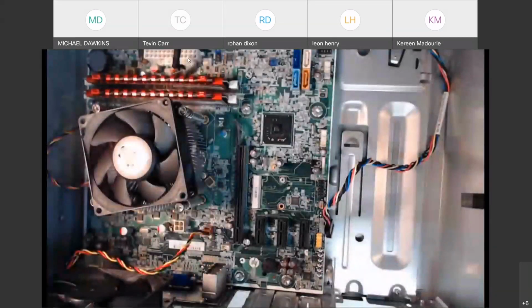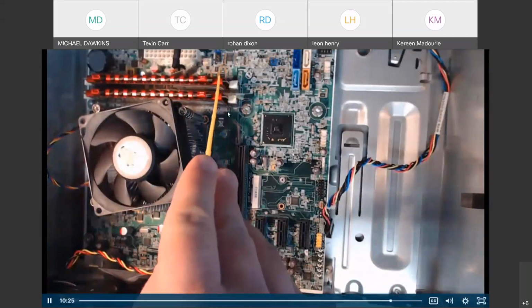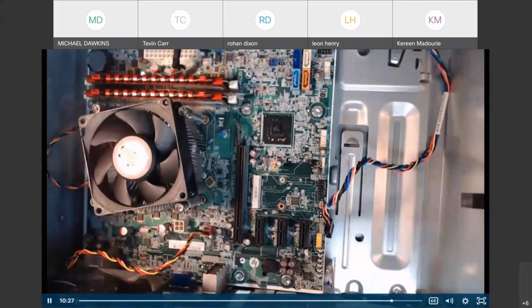Next, we need to get the memory out, which is going to be our RAM, our random access memory, which are two memory chips here. You see them right here and right here. So we're going to zoom in on those and take a look at how to remove those from our computer case.